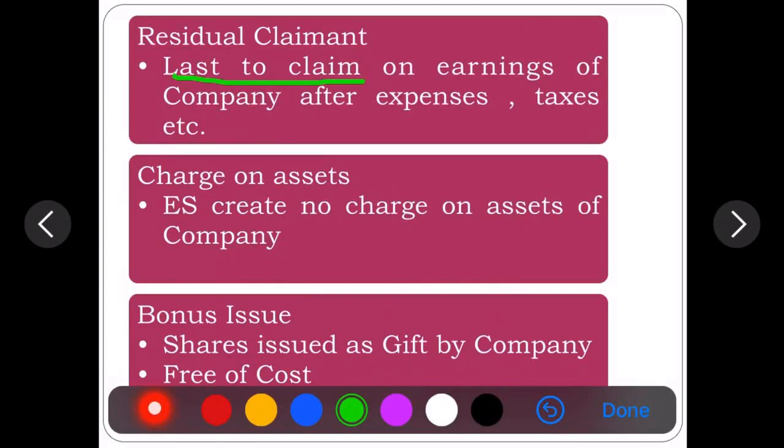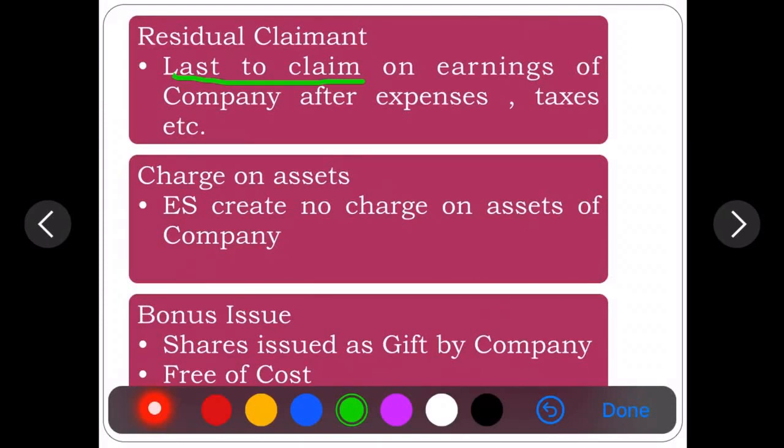Why no? Because equity shares do not create any charge on the assets of the company, or in short, they are unsecured. At the time of purchasing only, they were told that they will be getting only and only ownership rights, the right to vote, and the right to receive dividend. In case the company fails to pay them the dividend or fails to pay them the amount at the time of winding up, they have no right to create any charge on the assets of the company, and they can't ask the money back from the company.